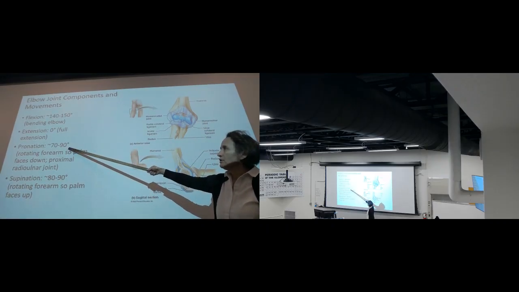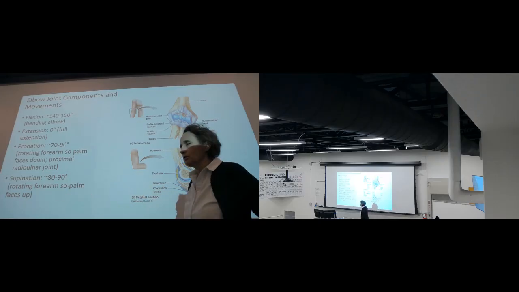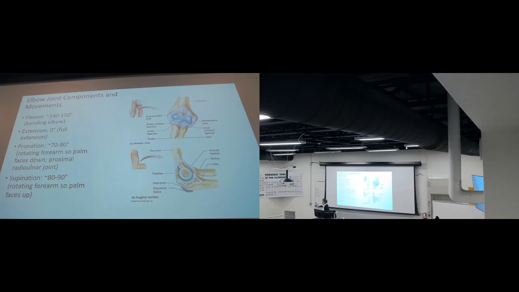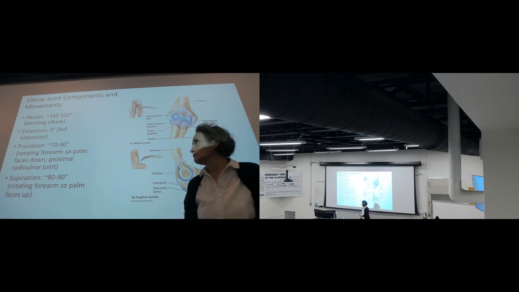And then pronation, which is rotating the forearm so that the palm faces down, is between 70 to 90 degrees. And then supination, which is bringing your palm up, is 80 to 90 degrees. So pronation is like if you were about to dump something, and supination is like if you were asking for soup. Supination, moving your palm up. Okay? So those are the couple of movements that can also be done with the elbow.